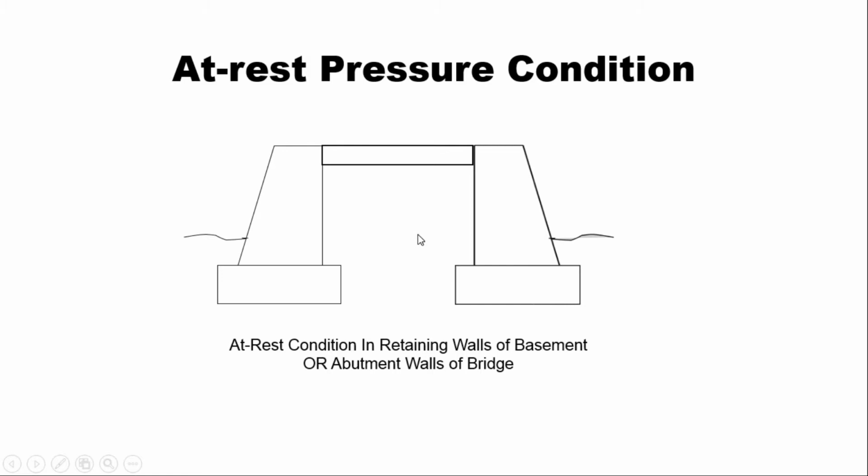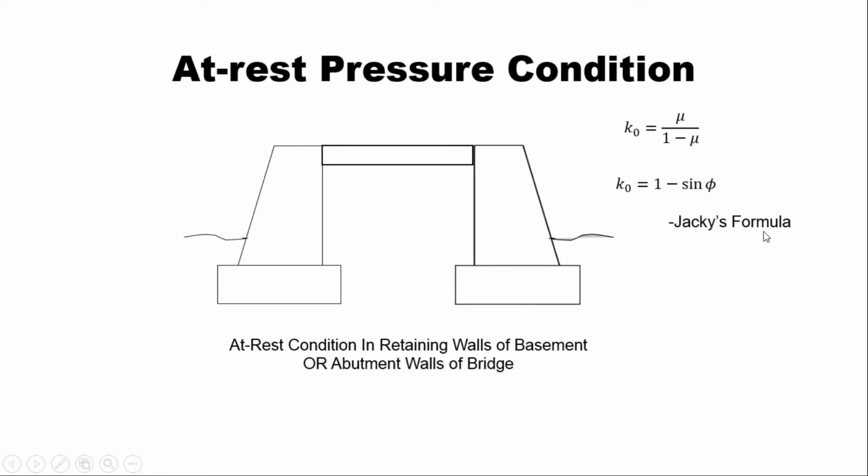When no movement of the wall takes place, this condition is called the at rest condition, and the pressure exerted by the soil on the retaining wall in such a state is called at rest pressure. So the coefficient of lateral earth pressure in at rest condition is given by K0, and the expression for it is K0 = mu/(1 - mu), where mu is the Poisson's ratio.